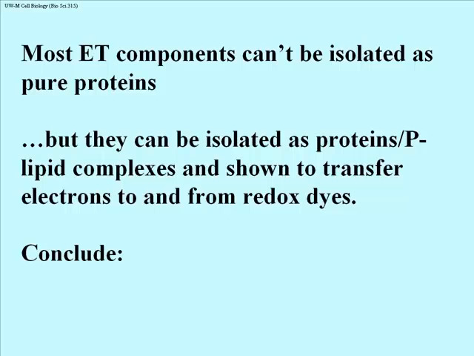This can be demonstrated by adding electron donors or reduced substrates to these complexes in the presence of what's called a redox dye. Now this is just a chemical that turns color when it accepts electrons. So the idea is that the substrate will donate electrons to some phospholipid protein complex, which will in turn donate those electrons to a dye that will change color, allowing you to see the reaction.